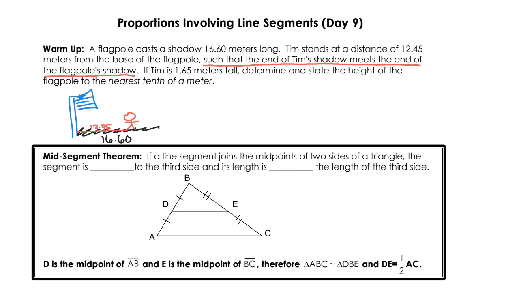Okay? And it says if Tim is 1.65 meters tall, determine and state the height of the flagpole to the nearest tenth of a meter. So what they want you to try to see is that there are two similar triangles in this picture. So we have a triangle here formed by Tim's height and the length of his shadow. Okay, so we're going to go ahead and pull that triangle out.